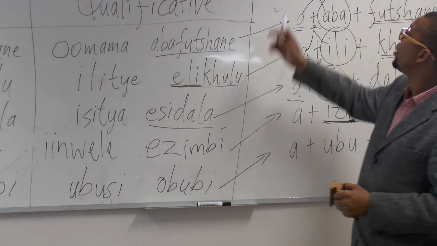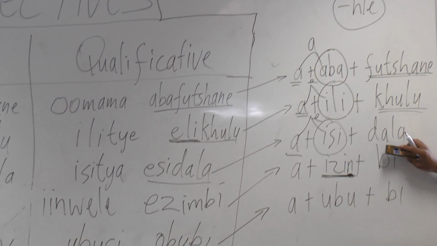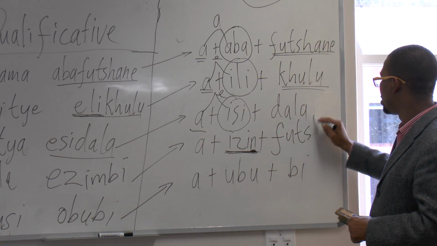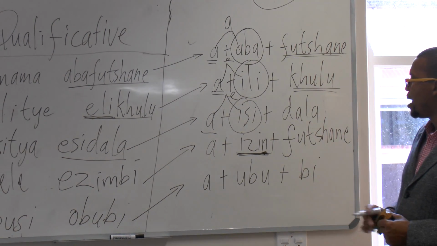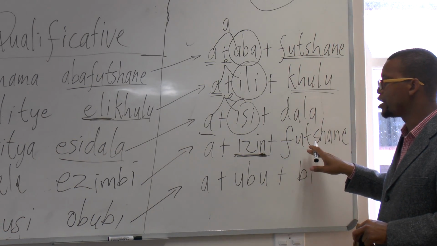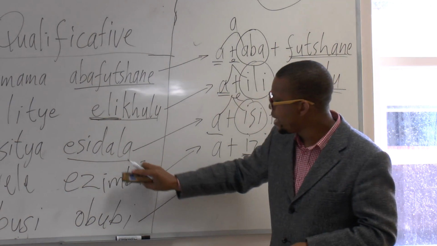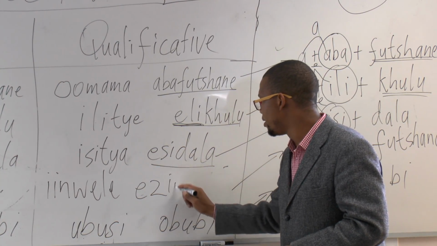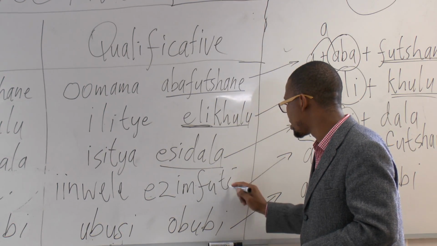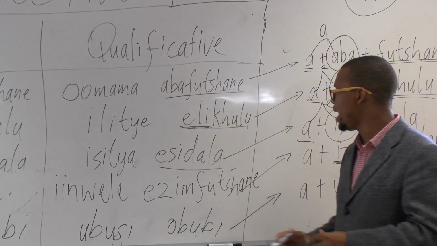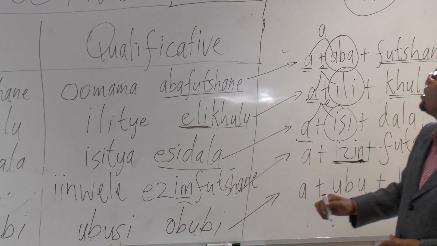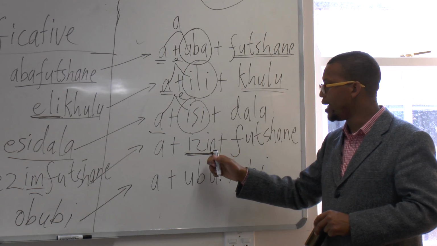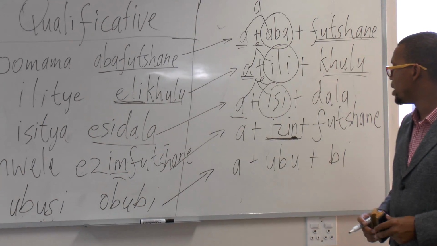Inwele ezimbi. Quickly, fuchane. Let's replace B with fuchane. Okay. A short hair. It will be inwele ezifuchane. Once again, remember that when this N comes in front of F, then the N becomes M, and we get inwele ezifuchane.